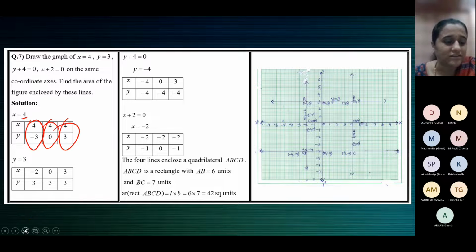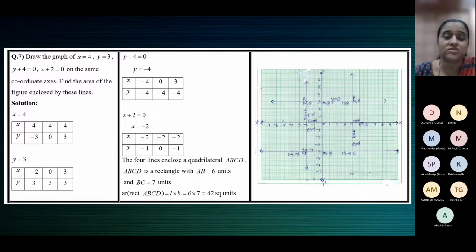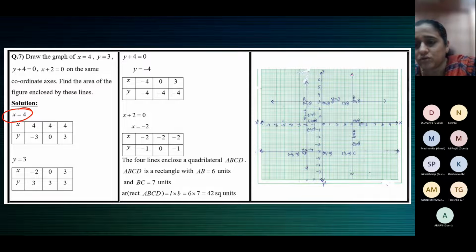So let's understand how to write the equation using this graph. Observe, x is equal to 4. Where is the line x is equal to 4? Look into your graph notebook. See here, this is x is equal to 4. This line. This one. This is x is equal to 4.